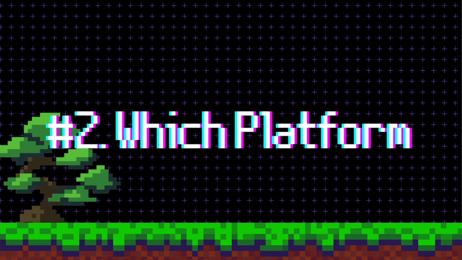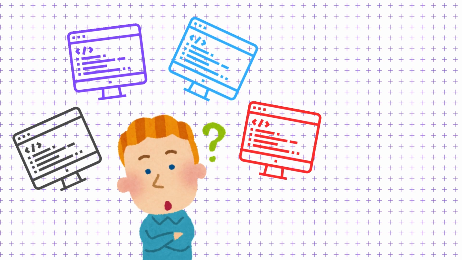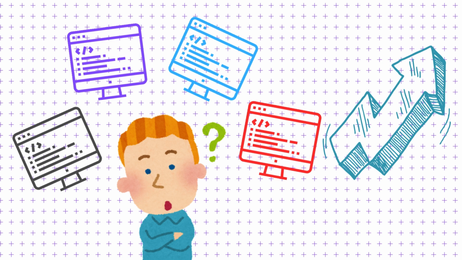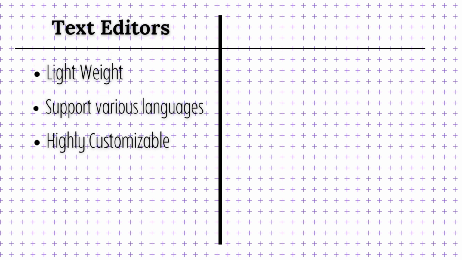Text editors and IDEs. Choosing the right platform for coding can significantly impact your learning experience. Here's a quick comparison. Text editors: they are lightweight tools, great for coding in various languages with customizable features. The best example of a text editor is Visual Studio Code. Then come IDEs. IDE stands for Integrated Development Environment.